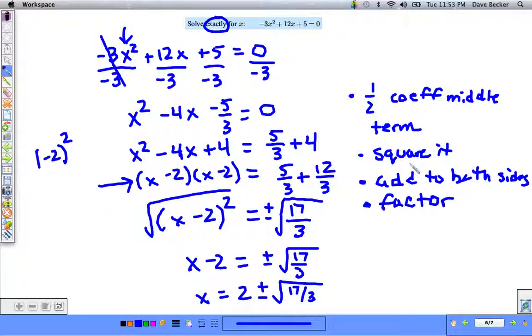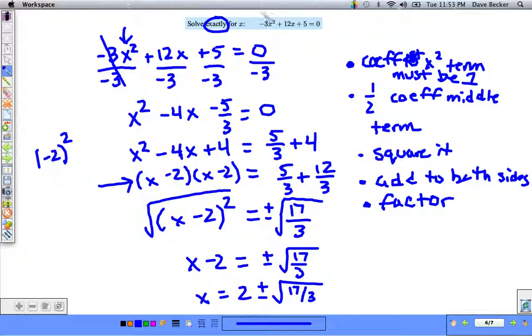You're in business. And I should have put up here, it's very important that the coefficient of the first term, or I should say the x squared term, must be 1. And it wasn't here in this example, so we just took care of that by dividing by whatever that coefficient was. In this case, it was -3.